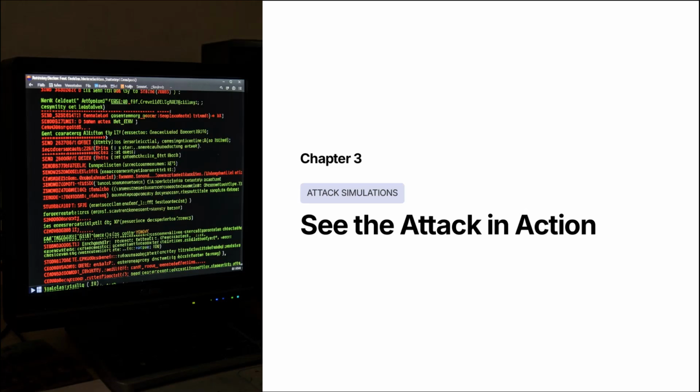Chapter 3 focuses on attack simulations. In this part of the course, we'll move from concepts and testing patterns into realistic examples that show how these attacks actually play out. The goal is to see the behavior clearly, understand what the model is doing under pressure, and recognize the signs of a successful exploit.